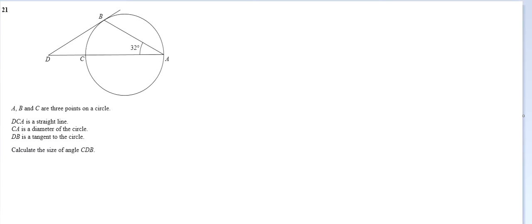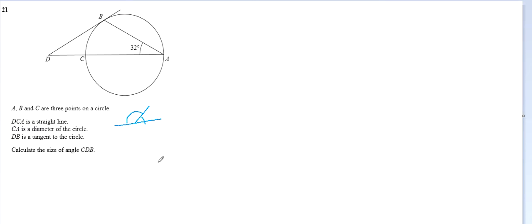Hi there guys, 21 is a circle theorem question. So let's have a look at all this text and make sure we get our head around it. Okay, so DCA is a straight line. That's going to be quite handy because if we have a straight line and we have an angle here, we'll know this one. They add up to 180.